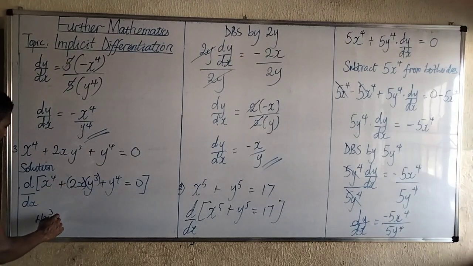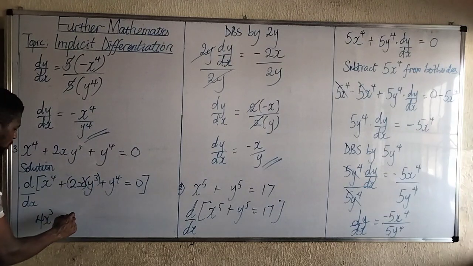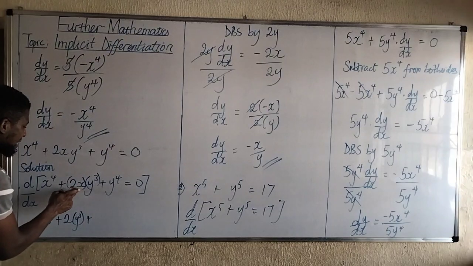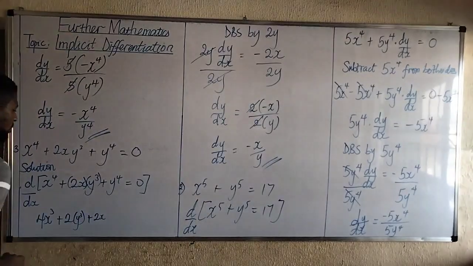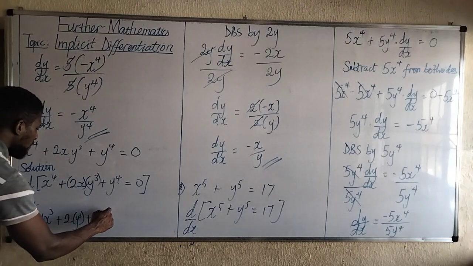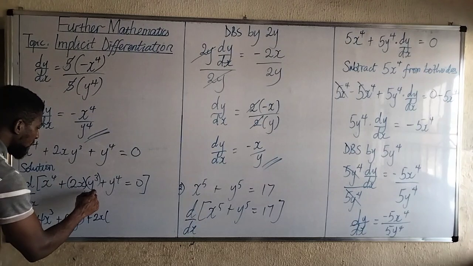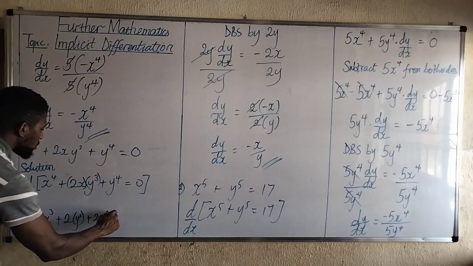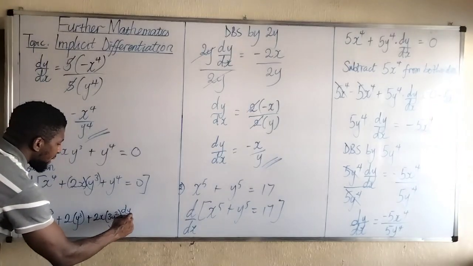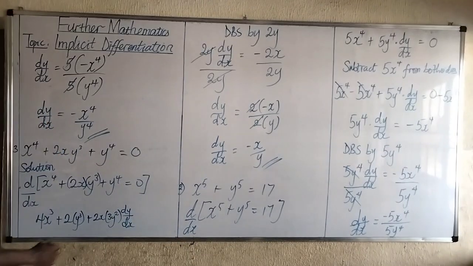So we are going to have plus. If we differentiate 2x, we have 2. Bring down y raised to the power 3 as a constant to multiply it. Then the next one, we put plus. We bring this down as a constant, 2x. Then we differentiate y raised to the power 3. This will now give us 3y raised to the power 2. Because it is a term in y, don't forget to add dy over dx.